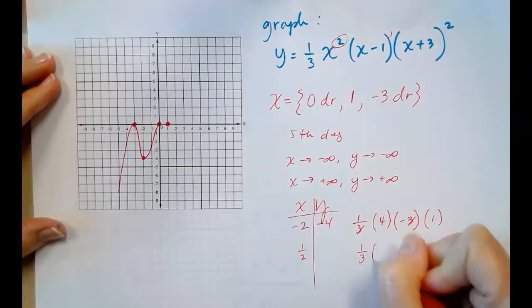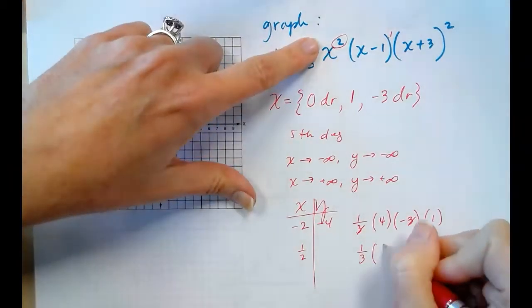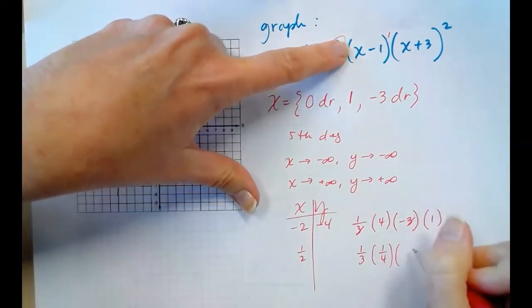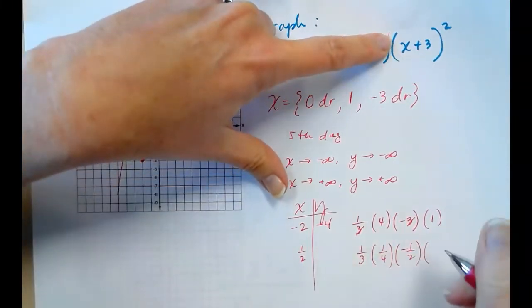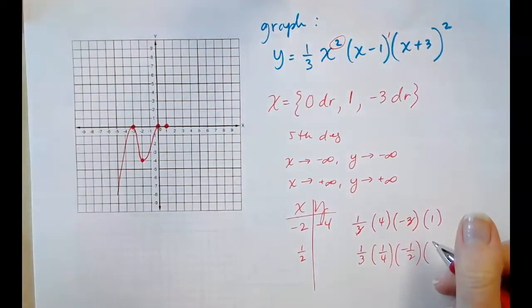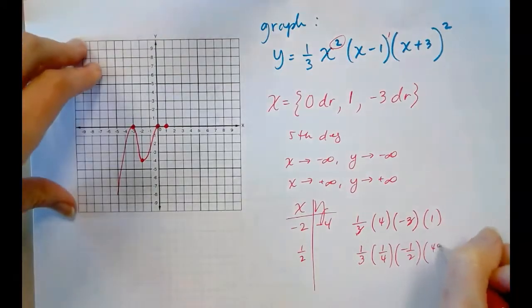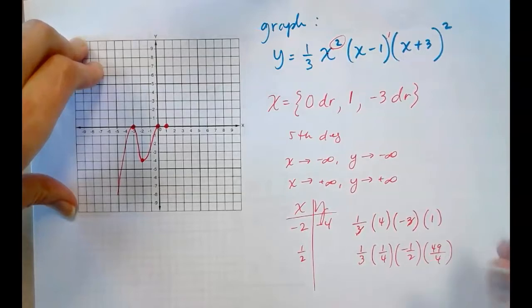So 1/3, and let's plug in that 1/2. 1/3, 1/2 squared is 1/4. 1/2 minus 1 is -1/2. And then 1/2 plus 3 is 3.5. 3.5 is 7/2. So 7/2 squared, that's 49/4. So what do we end up with here?